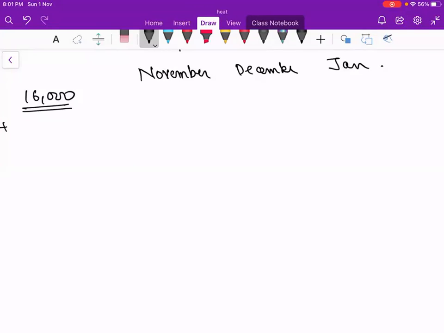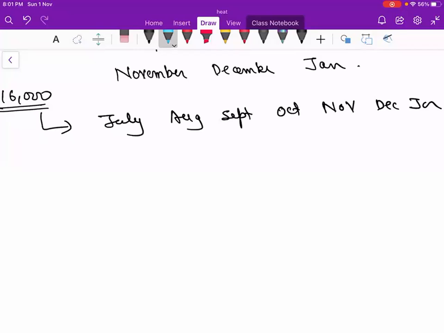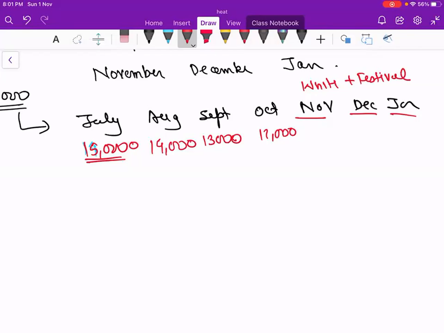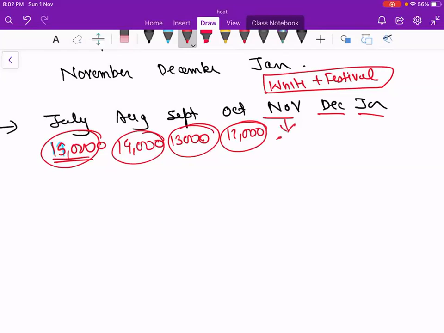If you calculate it on a monthly basis, most of the students start from July, August, September, October, November, December and January. From this 16,000, you can say 14,000 or 15,000 are very active. Next 14,000, next 13,000, next 12,000. But November, December, January comes the winter season plus festival season. Now 14,000, 13,000, 12,000, and in November this suddenly drops to 7,000.